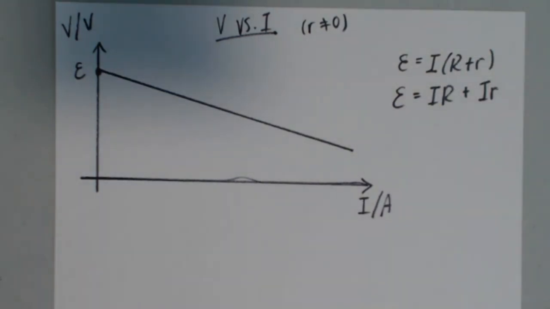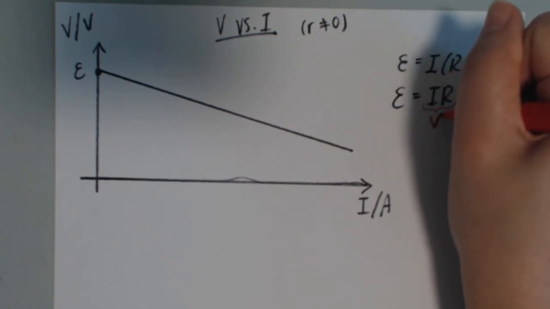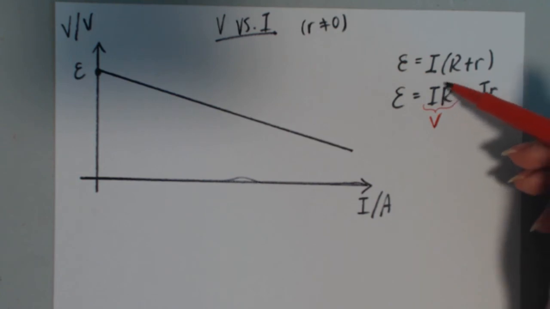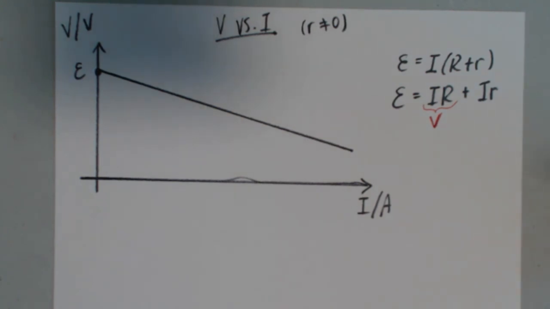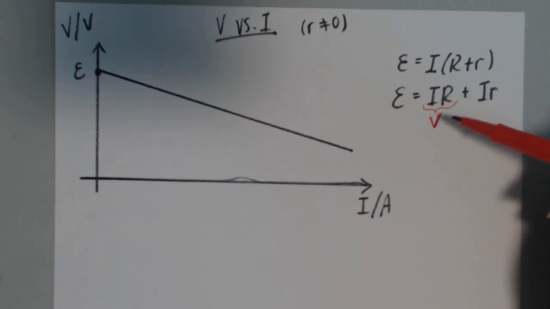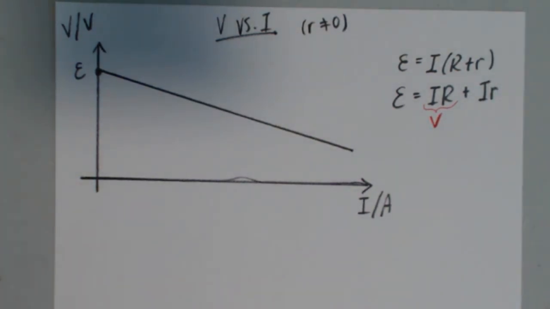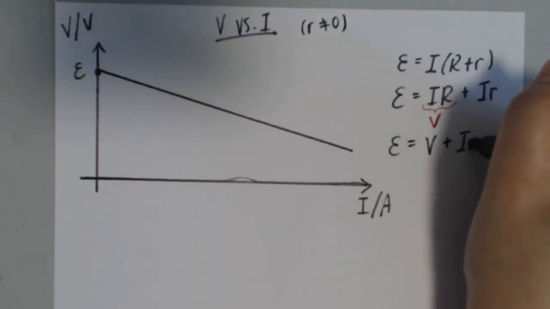Now, what is IR? I times R is voltage. This is Ohm's law. But what voltage is this? This is the voltage drop across the entire circuit, not including the battery's internal resistor. If I have one resistor with resistance R, or a very complex circuit with overall resistance R, this would be the voltage drop across that entire circuit. Now, what about I times little r? That's the voltage dropped across the battery. So what do we get next? We have epsilon is equal to V plus Ir.